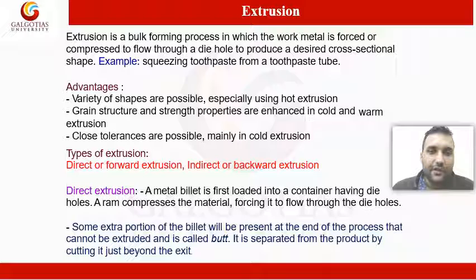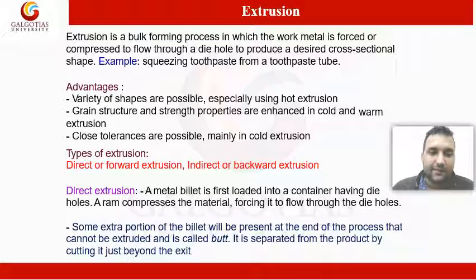Extrusion is a bulk forming process in which the work material is forced or compressed to flow through a die hole to produce a desired cross-sectional shape. An example is squeezing toothpaste from a toothpaste tube. Advantages are that a variety of shapes are possible, especially in hot extrusion. Grain structure and strength properties are enhanced in cold and warm extrusion. Close tolerances are possible, mainly in cold extrusion. The types of extrusion are direct or forward extrusion, and indirect or backward extrusion.